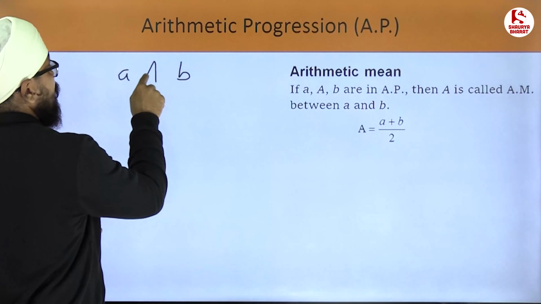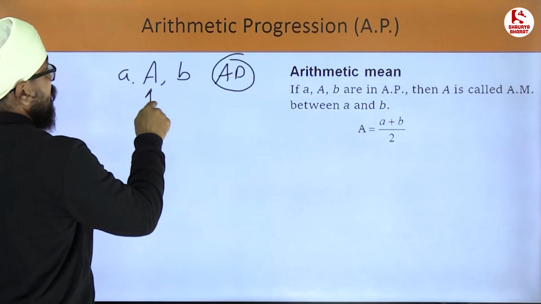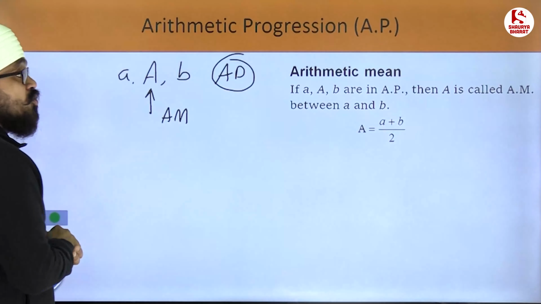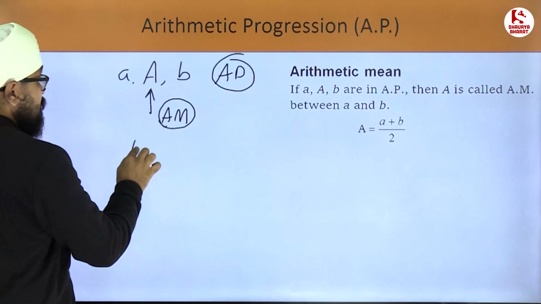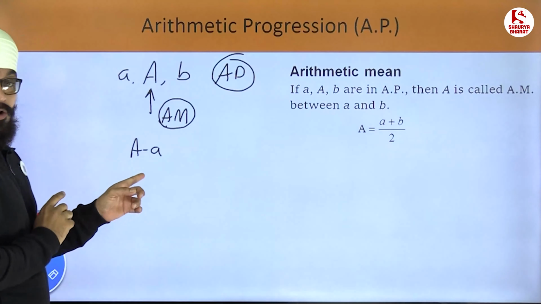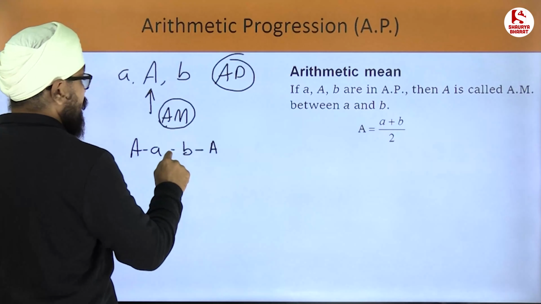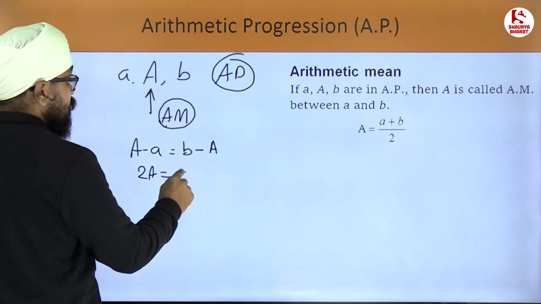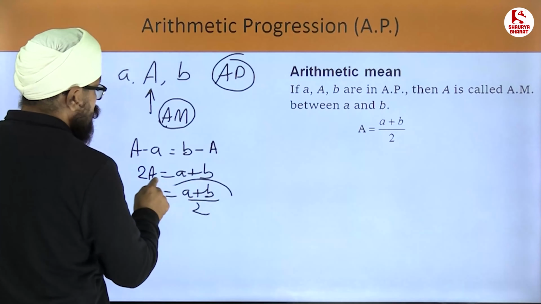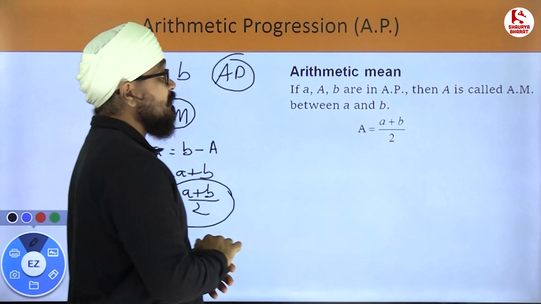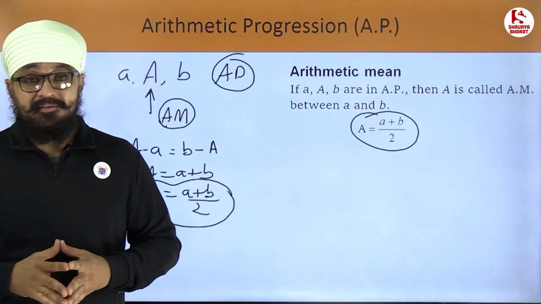If between a and b I am keeping A and we say that they are in AP, then this is known as the arithmetic mean, because they form an arithmetic progression. So A minus a is the common difference. It is the same common difference with the next two terms also, b minus capital A. So this becomes 2 times capital A equal to a plus b. So A is a plus b divided by 2. This is the formula for finding the single arithmetic mean between two numbers a and b.